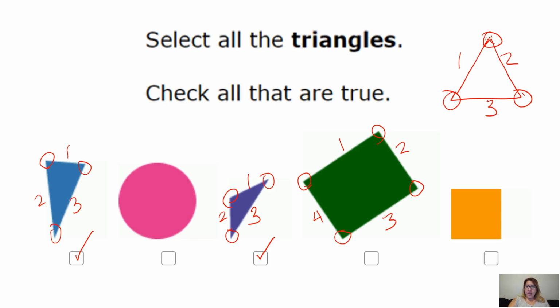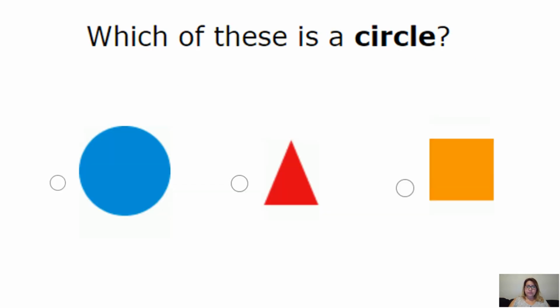Okay, let's check our last shape. 1, 2, 3, 4. 1, 2, 3, 4. That is also not a triangle. Okay, so we have 2 triangles out of all of these shapes that have 3 vertices and 3 sides.